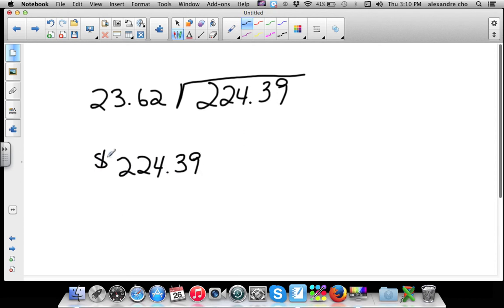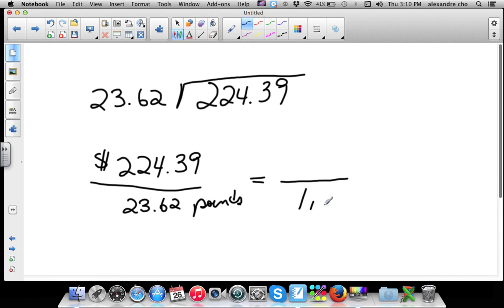$224.39 for 23.62 pounds of coffee. We want to find the unit rate here. Basically, that's what we're talking about. So we want to find out how much 1 pound was. Okay, so we want to do that.